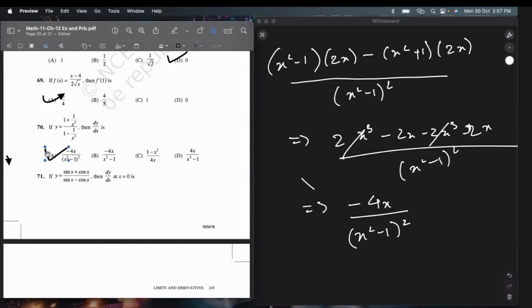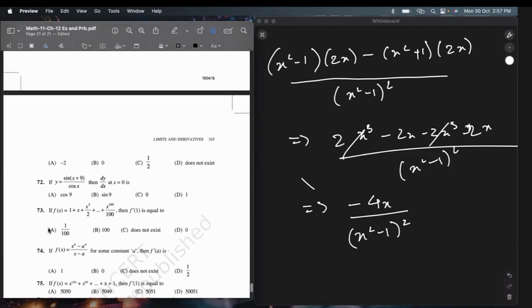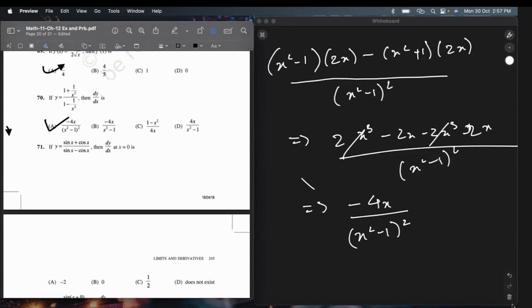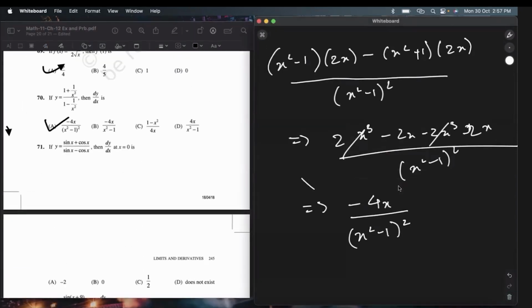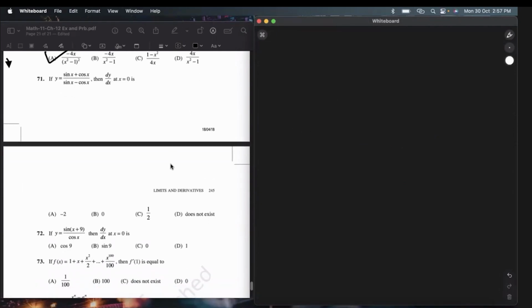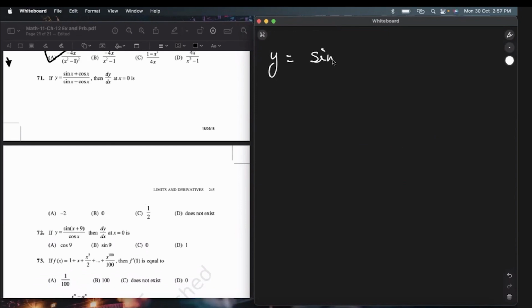So moving on to question number 71. Yeah, so we are coming to the close of this topic. So moving on, in question number 71, it has been given to me that y equals sin x plus cos x.